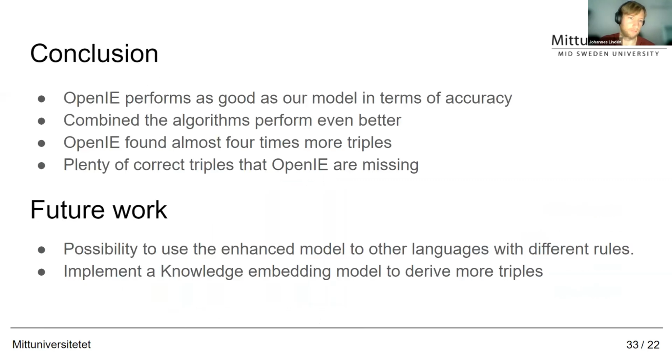And the conclusion: OpenIE can perform as well as our model in terms of accuracy, although it also yields a lot more triples. The combined algorithms perform even better. OpenIE found almost 4 times the number of triples, but there are plenty of correct triples that OpenIE is missing.